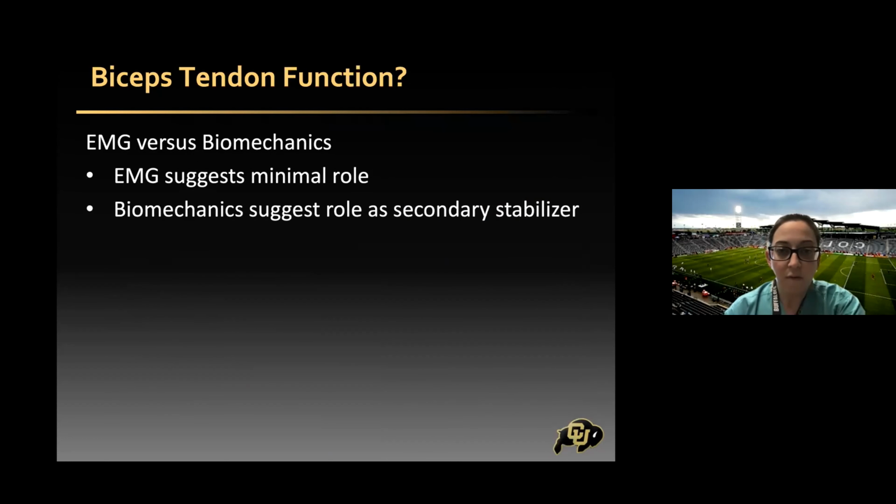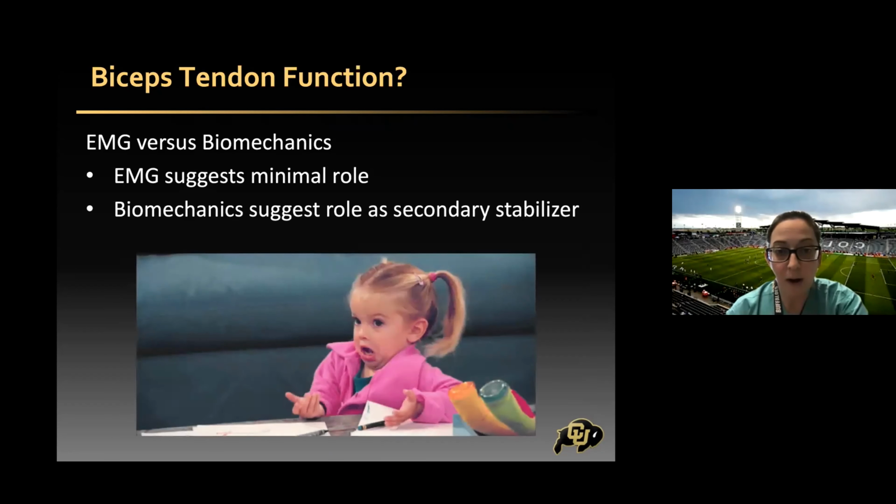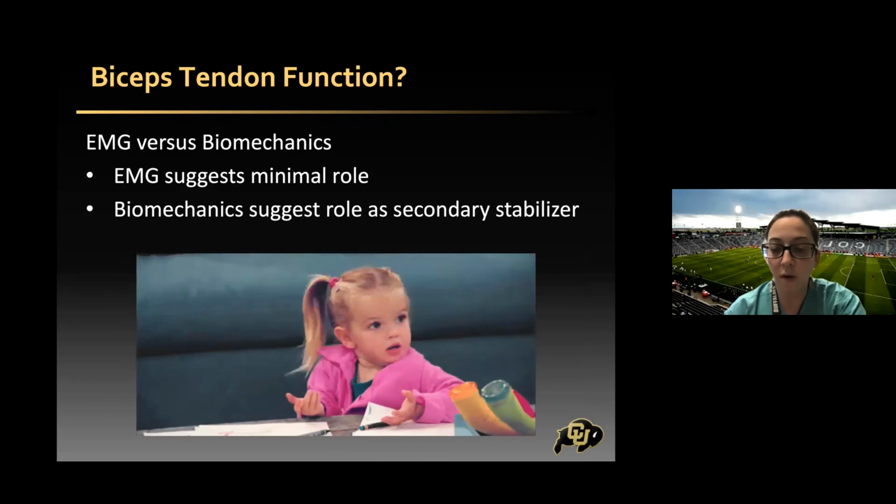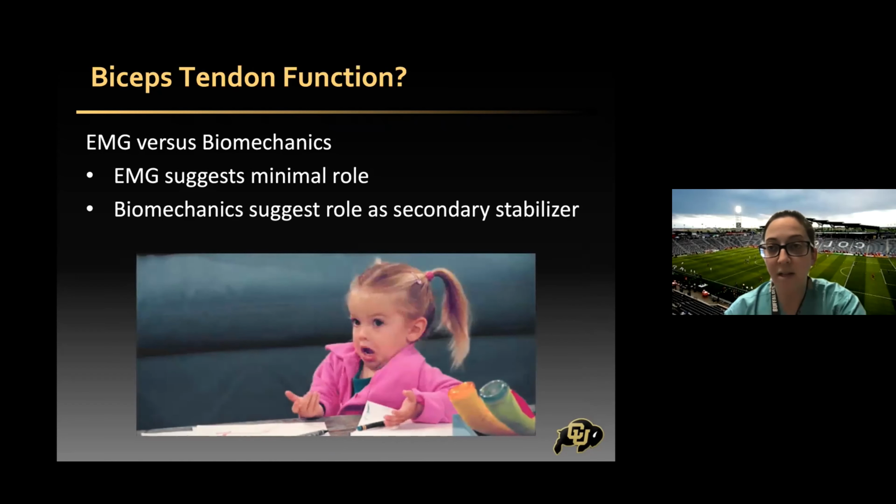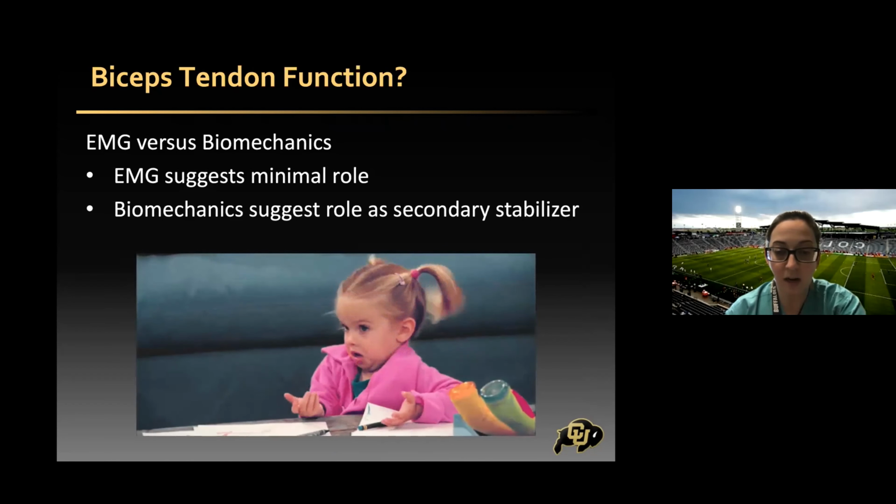What is the function of the biceps tendon? Well, this is up for debate, not really in the scope of this talk, because we could go on for hours and days, and there's whole symposiums dedicated to the biceps tendon. EMG suggests a minimal role, and biomechanics suggest a role as a secondary stabilizer to the shoulder itself. And I think none of us really truly know what function the biceps has. As noted by Dr. Noonan, you can have no biceps tendon and still throw for a Super Bowl. And so we don't really know how much function this tendon provides for us.